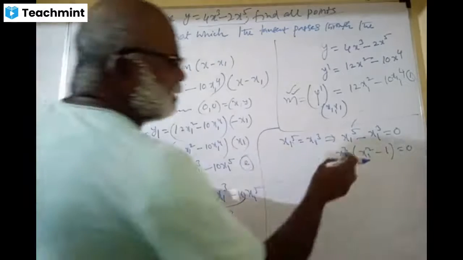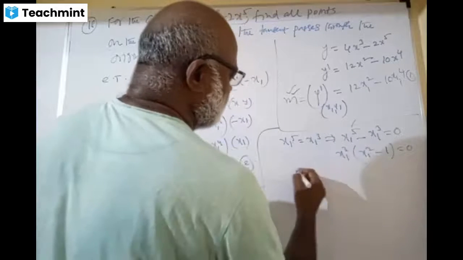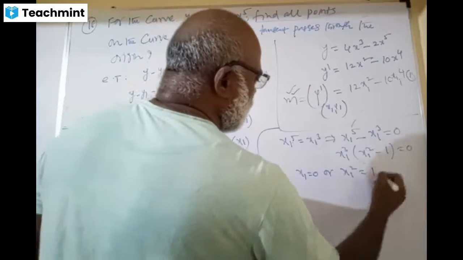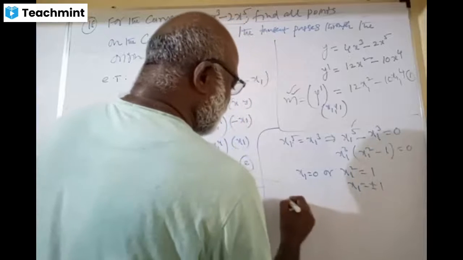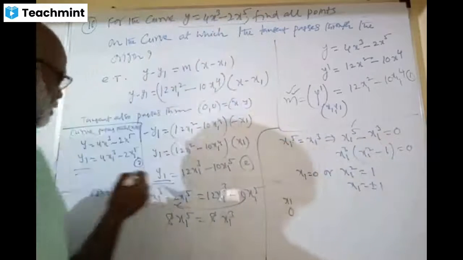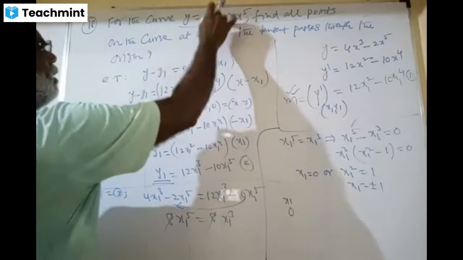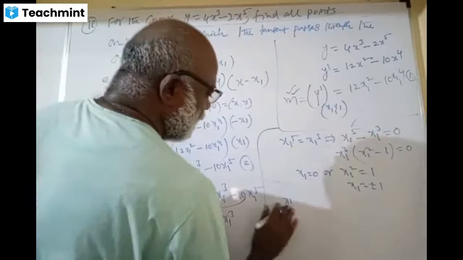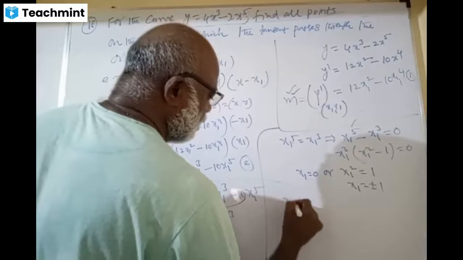See, now the factorization is done. So either this factor should be 0 or this factor should be 0. x1 equals 0 or x1 square equals 1, so x1 equals plus or minus 1. If x1 is 0, put it here or here, nothing wrong. Put x1 equal to 0, y1 is also 0. This is point number 1.